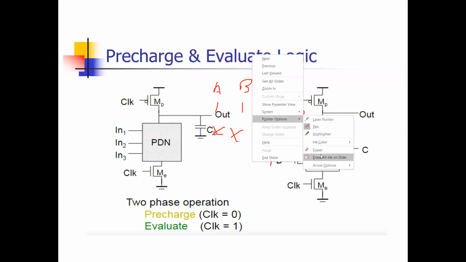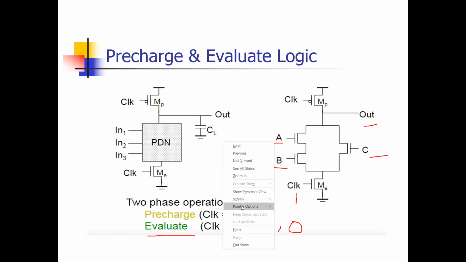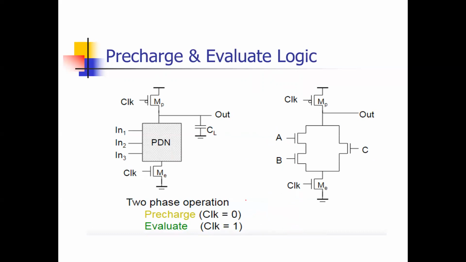Okay, so what is happening? When the clock is 1, the output can be 1 or 0, depending on the condition of these inputs. That is called evaluate logic, because as per the inputs, now you are getting the output. In the first case the clock was 0, whatever the input, the output is high only. But at clock 1, depending on the condition of the input, it can be 1 or it can be 0. So that is called evaluate logic. That is the concept of your dynamic logic.